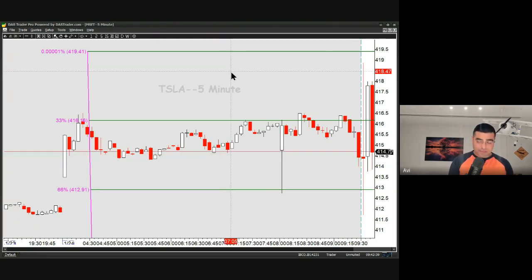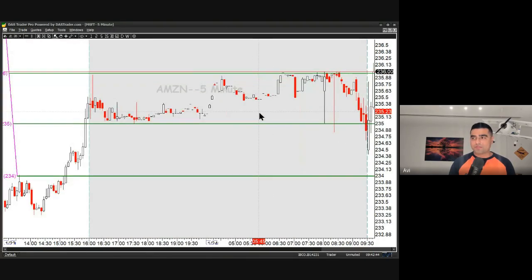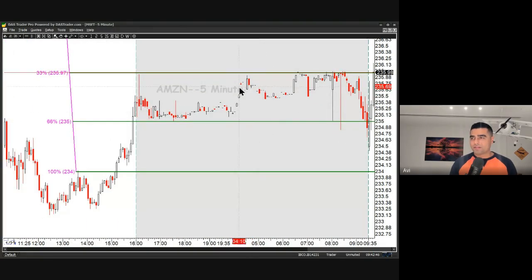Out of everything, maybe Amazon looks good for a breakout. Maybe. Again, if you like breakouts, I typically avoid breakouts these days. A lot of fake outs. I would have faked you out already with that wick a few minutes ago.